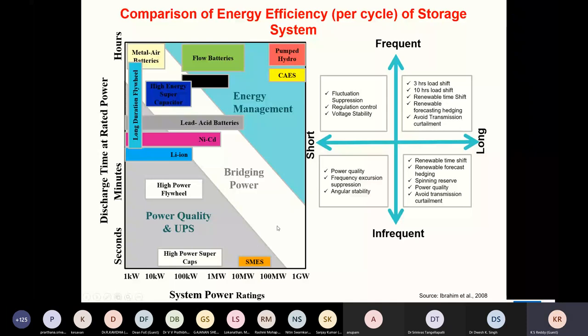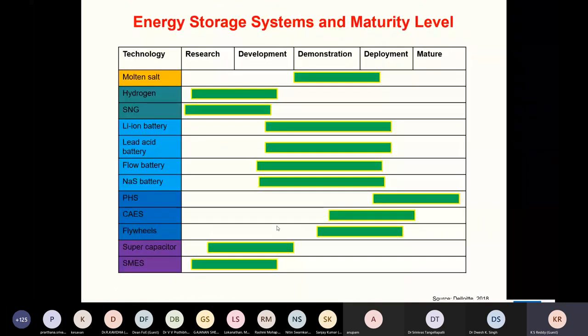Now, if you look at the energy storage options here, covering from supercapacitor to flywheels and flow batteries, because we are also working on those, and hydrogen storage and molten salt. Molten salt is a thermal energy storage. And what level they are at: I told you the 4D approach, research, development, demonstration, deployment, and of course mature technologies also. You have to see how these are implementable.